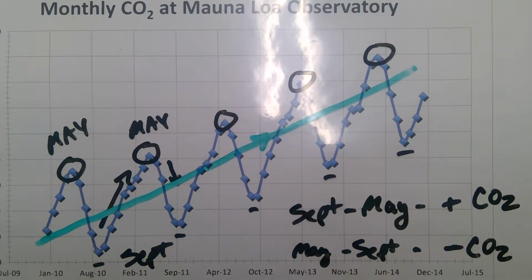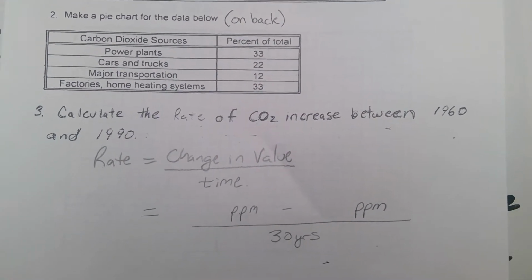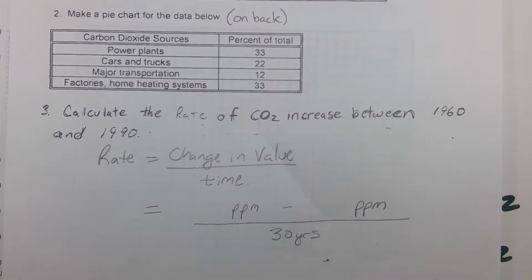All right, other things that you have to do with the lab. One thing it asks you to do is calculate the rate of carbon dioxide increase from 1960 to 1990. Now, you should know that the rate of change is equal to the change in value divided by the time. 1990 to 1960 is 30 years, so we put 30 years into the denominator. What was the CO2 concentration by 1990 according to the data that you have here? Does anybody have that number for 1990?